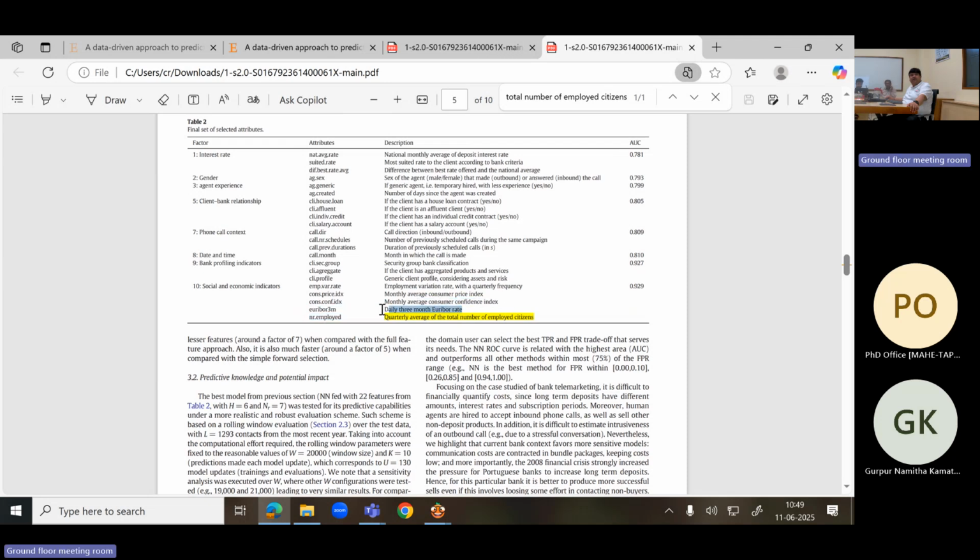ये क्या है? And I'm surprised that how did they associate with an individual? Daily 3-month Euribor rate. So euro interbank rate. So between the banks, what is the rate of interest that is being lent out between one bank and another? That is the measure. But why did they keep it as an individual characteristic?